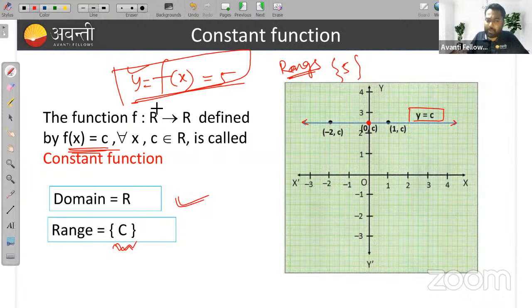Because R is also already given, but if it is not given to you, then you can say also this is domain is R. Why? For all real x, y is defined. That's why the domain is R. It's very simple. है ना? Constant function हो गया हमारा. Let's move to the next function.